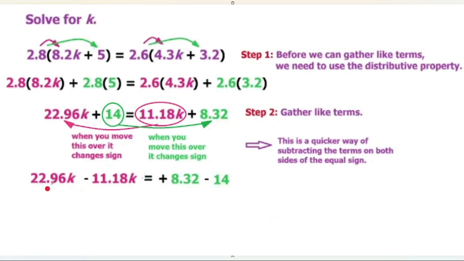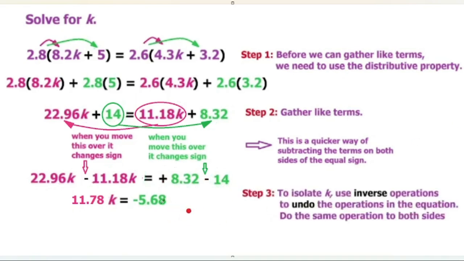So now we're left with 22.96k minus 11.18k. When we bring this over, change a sign. And then we have on this side of the equal sign 8.32 minus 14. So see how these changed sign, okay? So now we just add them together, or in this case subtract. 22.96k minus 11.18k leaves you with 11.78k. Then 8.32 minus 14 leaves you with minus 5.68.